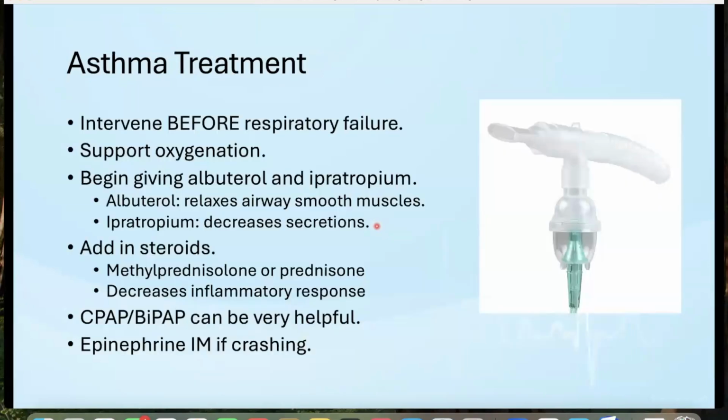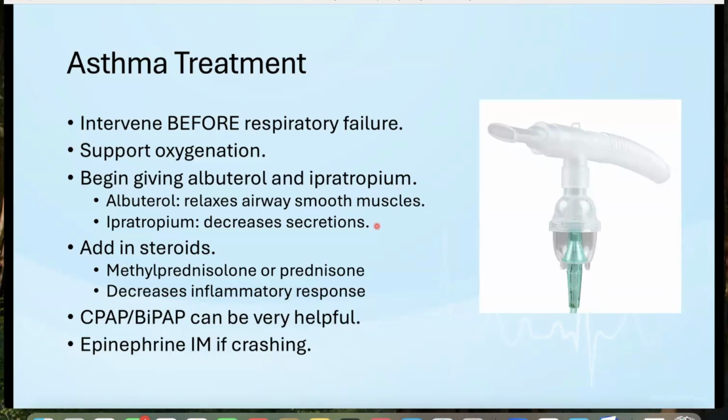So our asthma treatment is going to target these three different ways that our body reacts to these irritants, and it's really important that we intervene before respiratory failure. So of course, we want to support their oxygenation, but a lot of the time with asthmatics, their problem is not oxygen; it's gas exchange. So we can put somebody on 100% oxygen, but if we're still not getting any gas exchange, that's a big problem. So we want to start by giving them some of the breathing treatments that we typically use.